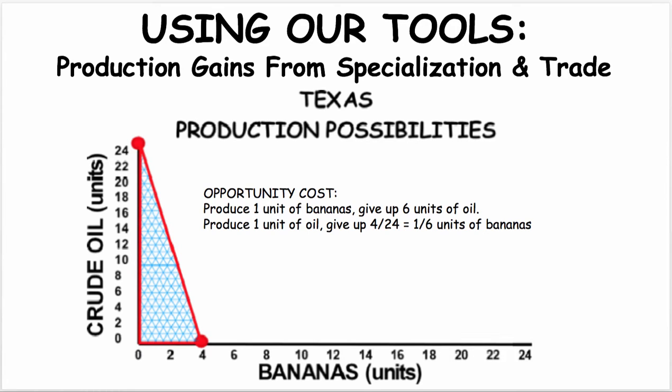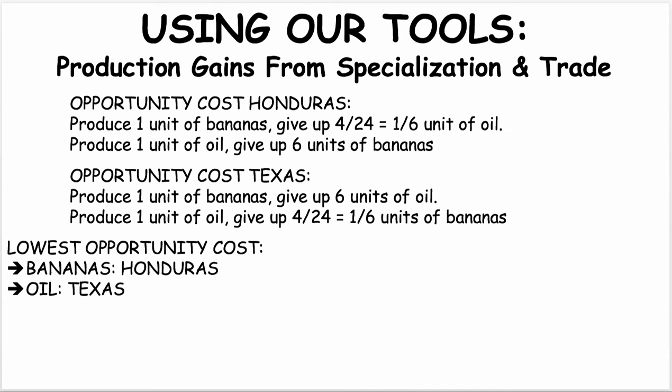We can consider the opportunity cost for Texas. If they want to produce 1 unit of bananas, they have to give up 6 units of oil. On the other hand, if they want to produce 1 unit of oil, they only have to give up 1/6 of a unit of bananas.